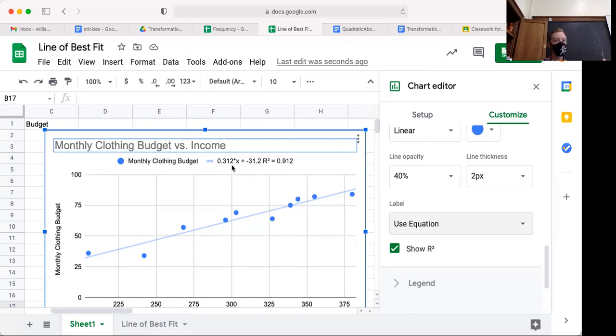Okay, so now we actually want to use this for doing something. We want to use this for making a prediction, because let's say we're also asked the question, okay, let's pretend somebody makes $500 for their monthly budget. What would we expect them to spend on clothing for the month as well? We can use this equation right here. We can use this prediction equation to try and estimate what the result would be. So here's how we're going to do that.